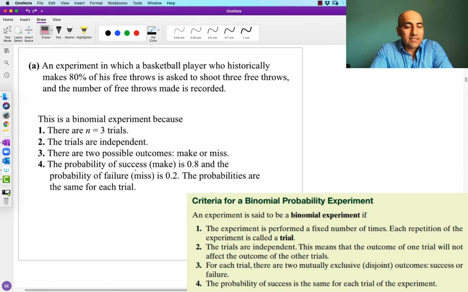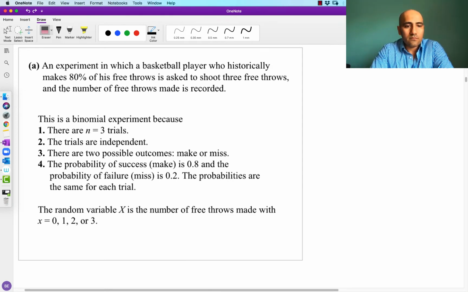And finally, the probability of success is constant, and it is 80%. He historically makes 80% of his free throws, so that's the probability of success, which we call P. So in this case, P equals 0.8, and the probability of missing it, the probability of failure, is its complement, which is equal to 0.2. The random variable x is the number of free throws made, and so x has the possibility of being any value between 0, 1, 2, or 3.